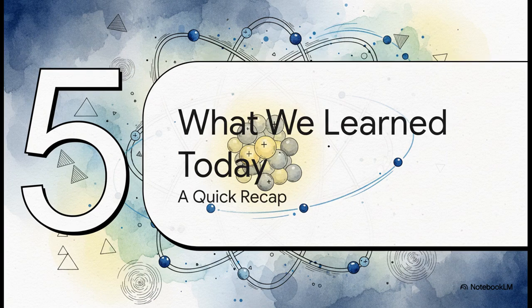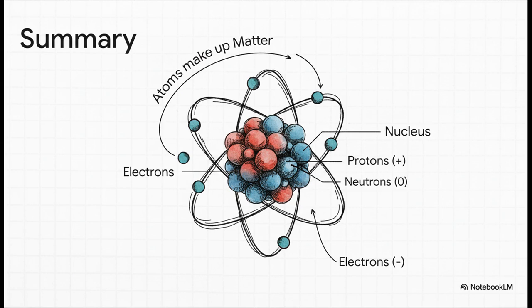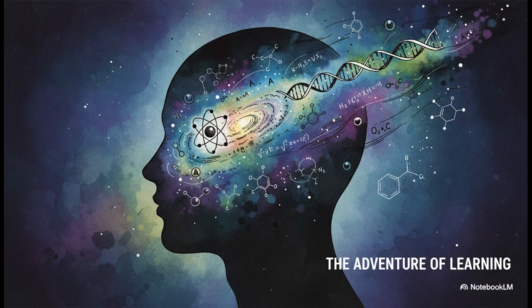So, before we finish up, let's just do a quick summary of the most important things we covered today. So, to wrap it all up, everything is matter. All matter is made up of tiny atoms. Every atom has a center called a nucleus, and inside that nucleus are positive protons and neutral neutrons. And finally, those negative electrons are always moving around the outside of the nucleus. You did an amazing job today. You should be proud. Now you have a really great understanding of how the atom is put together.